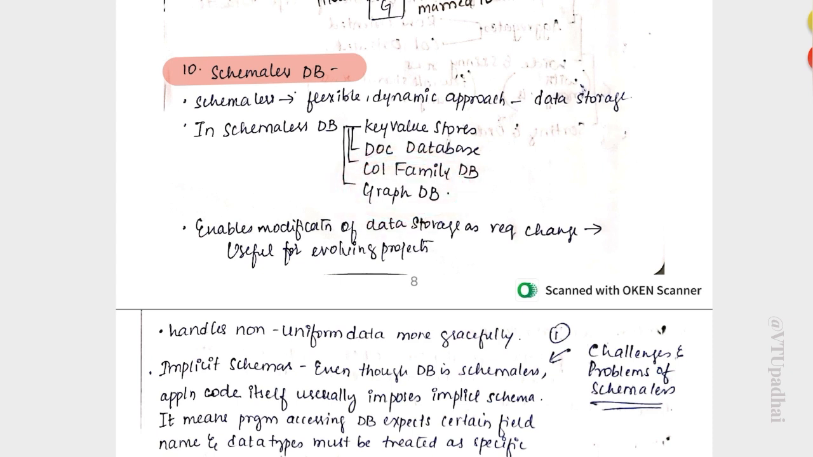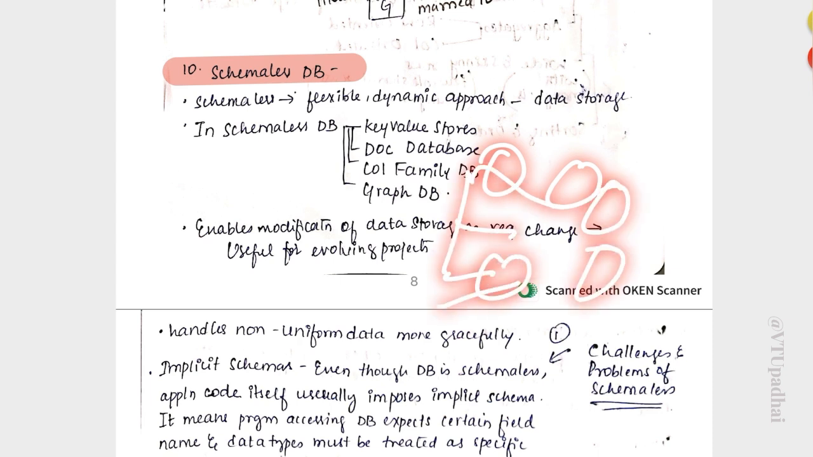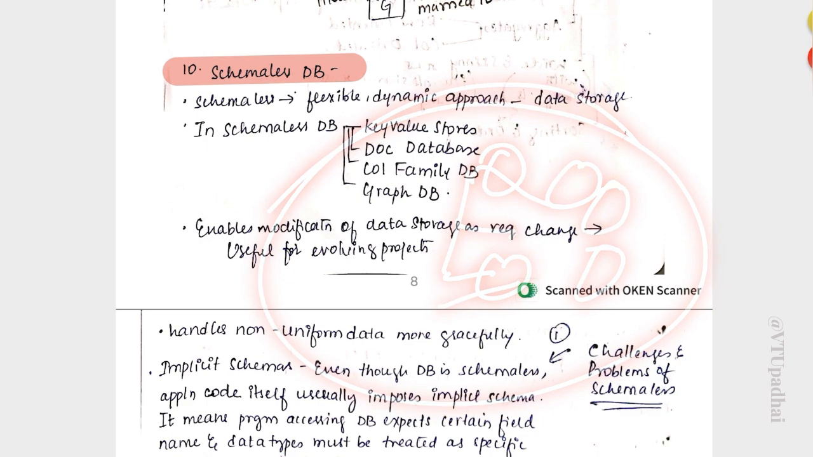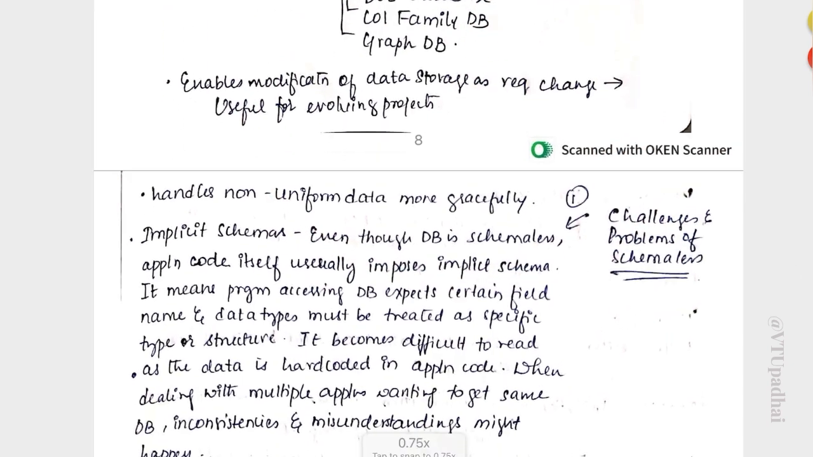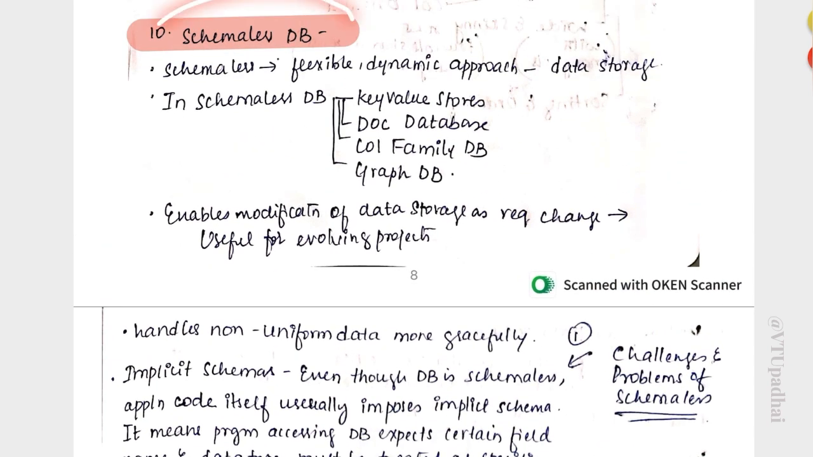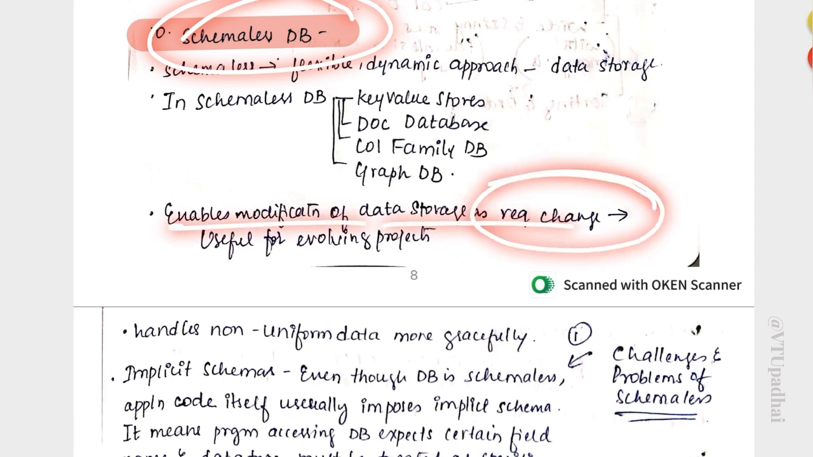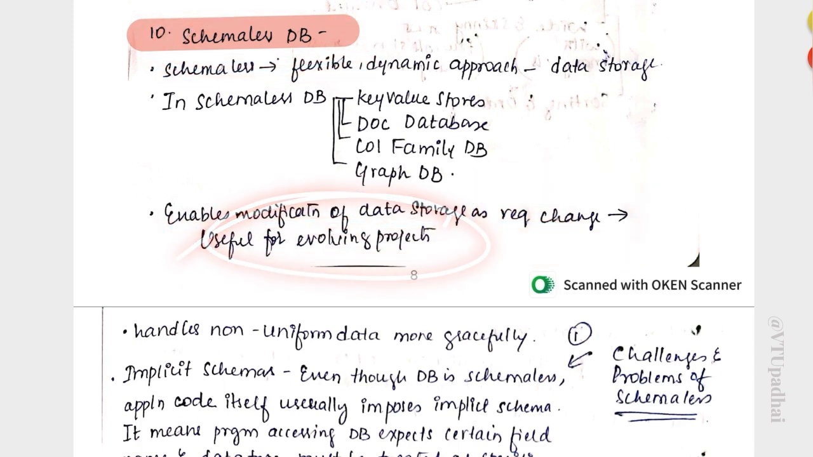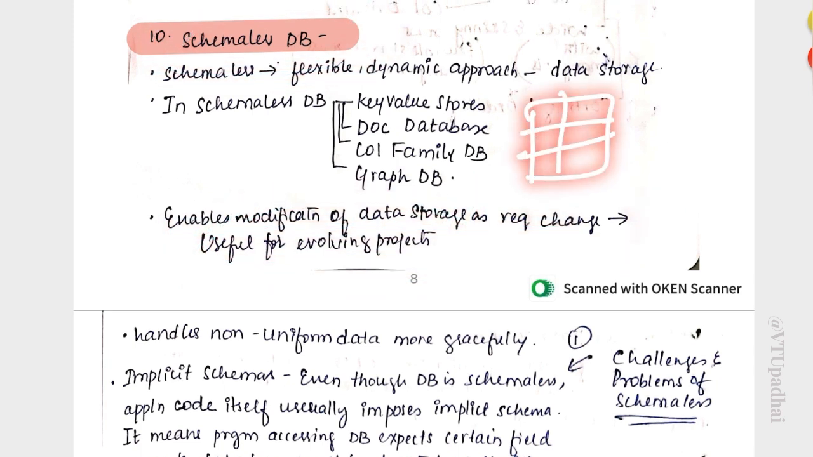In a graph database I can add as many nodes as I want, I can add the edges, and I can adapt the structure as I need. So this enables modification. Schemaless databases enable modification of data storage as requirements change. So it is very useful for evolving projects. When the data requirements change after a certain point, if you're using the normal conventional data model, it will become difficult.